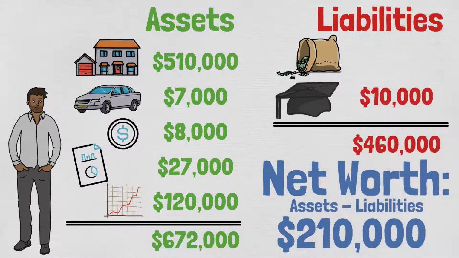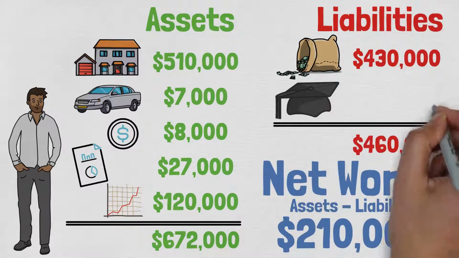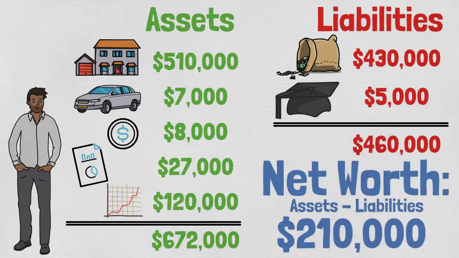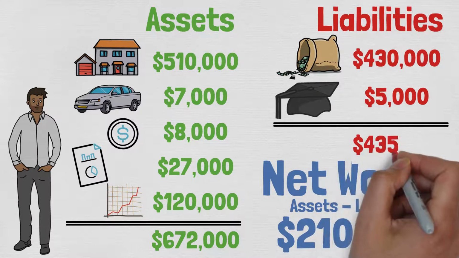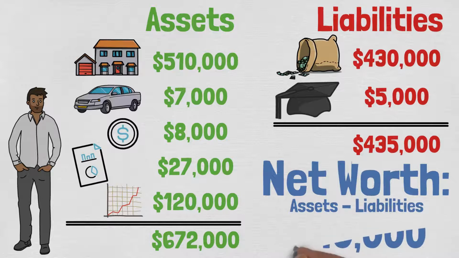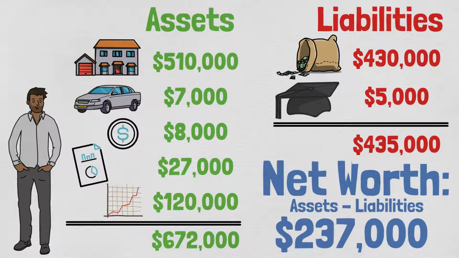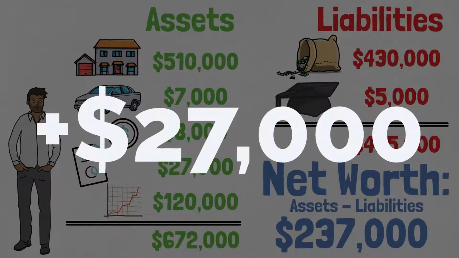John has paid off some of his mortgages, but he still has $430,000 of mortgage left. The student loan is almost paid off, only $5,000 to go. This means that total liabilities are $435,000, and John's net worth for 2023 is $237,000.